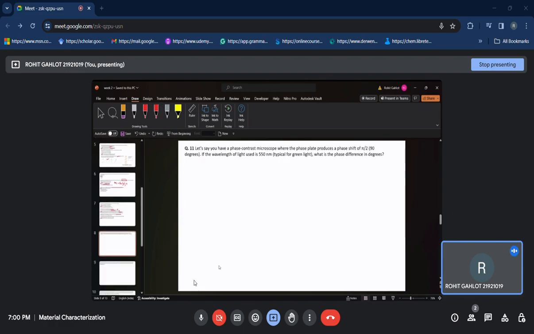So let's say you have a phase contrast microscope where the phase plate produces a phase shift of lambda by 2, that is 90 degrees, and the wavelength of the light used is 550 nanometer. What is the phase difference in degrees?